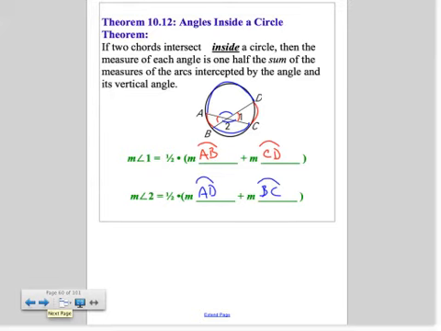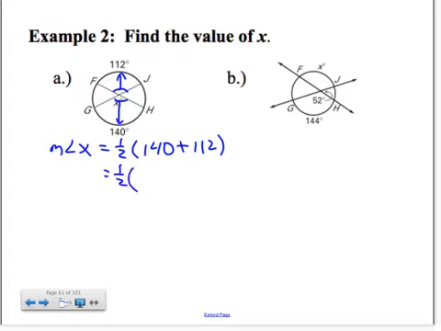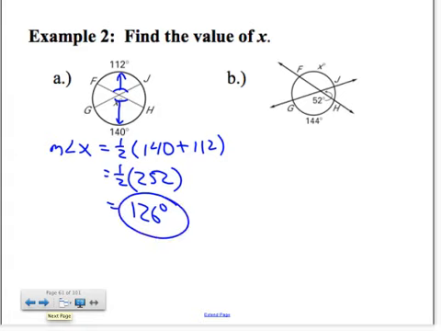So this is definitely a different theorem, one that we haven't seen yet. If I want to find the value of x, x and this angle are the same. To find those angle measures, you have to average the arcs that they intercept. So the measure of angle x is equal to 1/2 times 140 plus 112. 140 and 112 makes 252, and half of 252 is 126 degrees.